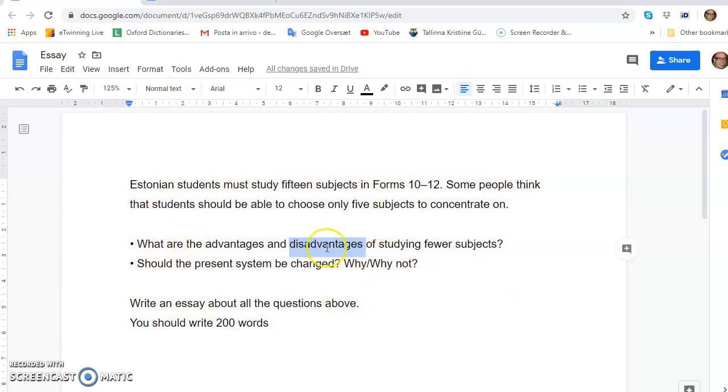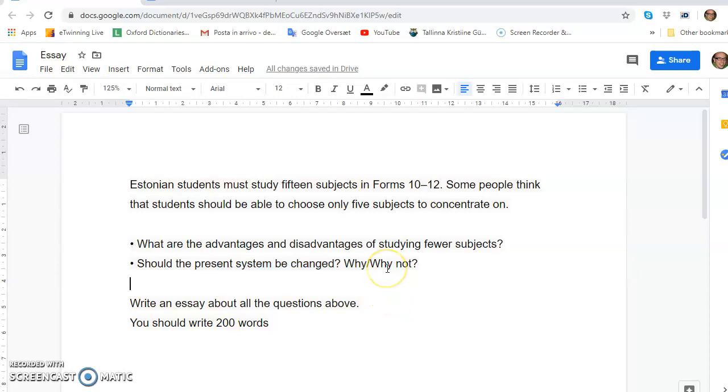Then, after discussing the first bullet point, let's move on to the second one. Should the present system be changed? Why or why not? Even though you have two questions, the second part is, let's say, rhetorical, because as you know, the why question is my favorite one, and you always need to take it into account. Therefore, the second bullet point can stand as an independent paragraph. Finally, in your conclusion, you are going to sum up the advantages, the disadvantages, and the second part, where you need to express your own opinion.